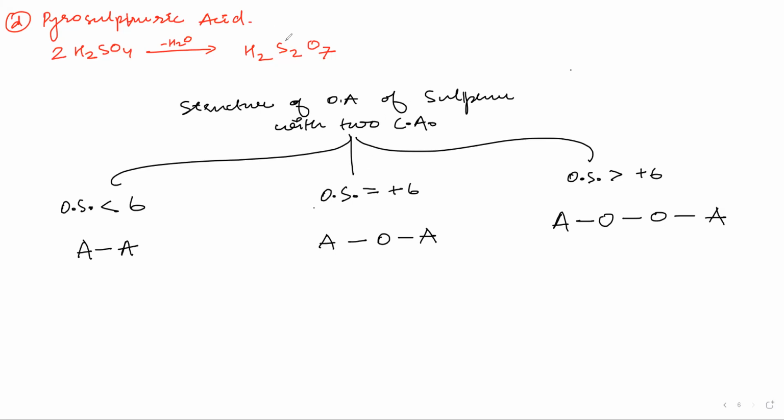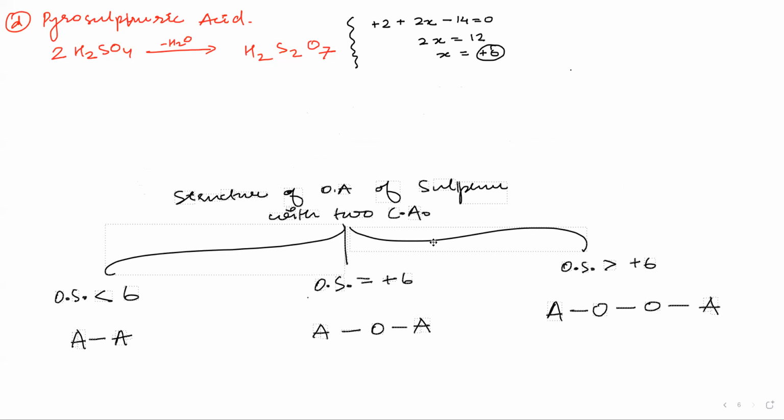Now, let us first start here and write the oxidation state for sulfur. For hydrogen, we will take plus 2: 2 plus 2x minus 14 is equal to 0. So 2x is equal to 12, x is equal to plus 6. Now we have AOA kind of situation here. So the structure will be something like this: sulfur, oxygen, sulfur, then one OH with this sulfur, one OH with this sulfur. And how many oxygens do we have? Seven oxygens, three are done, so four more: double bond O, double bond O, double bond O, double bond O.